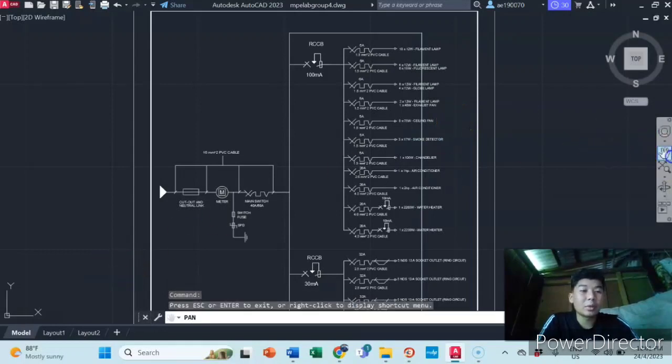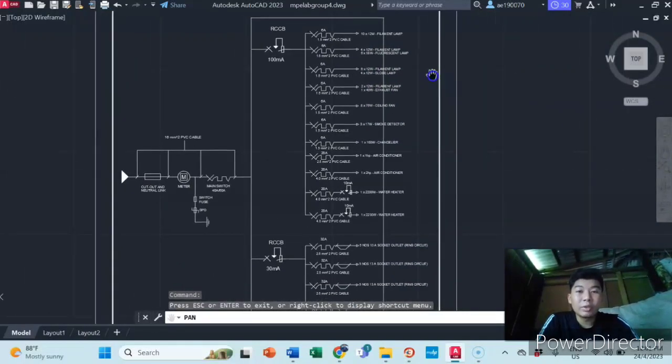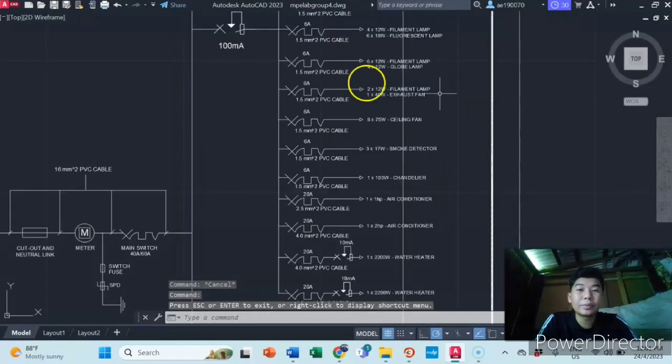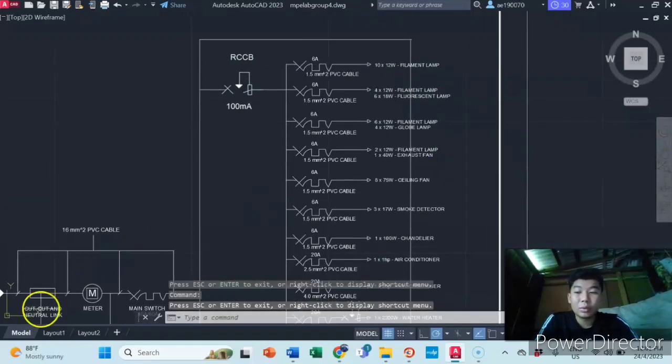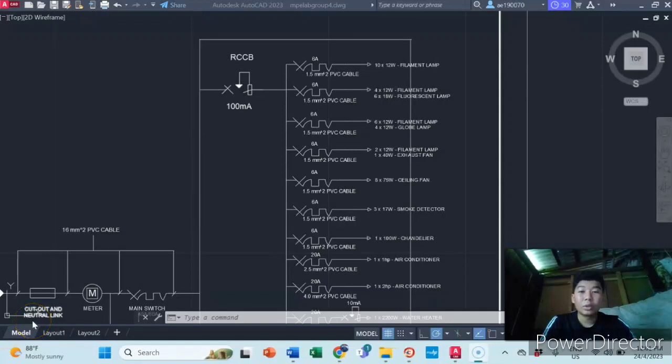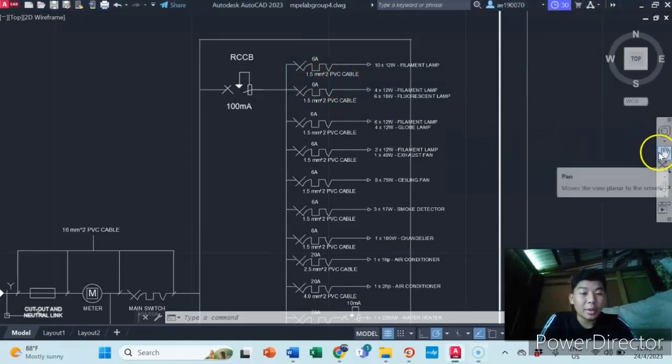And for the first part, we have the filament lamp here. And for the fluorescent lamp, globe lamp, exhaust fan, ceiling fan, smoke detector, and chandelier, we are using the same type of switch and cable sizing, which is 6 amp, and the cable sizing is 1.5 mm square of the PVC cable, as you can see here.